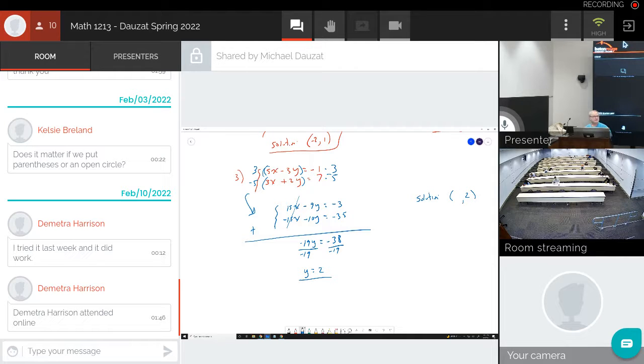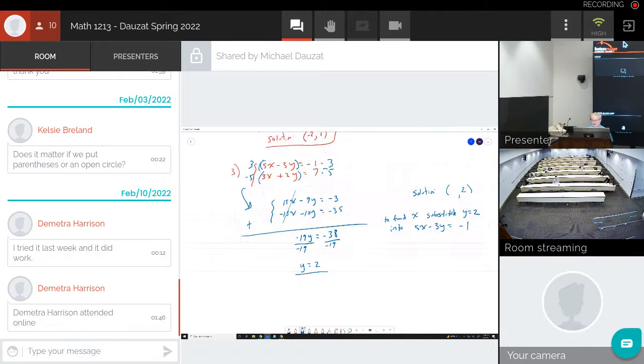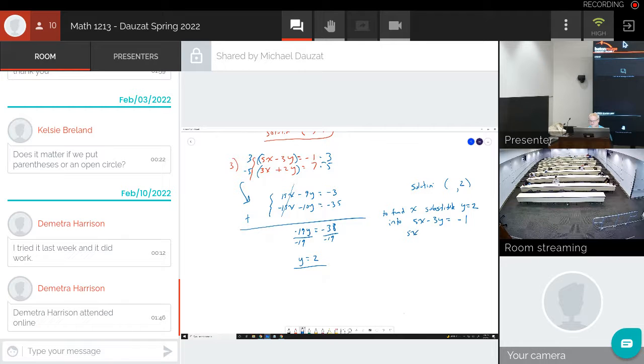Now we just got to find the x. So to find the x, you're going to substitute y equal 2 into one of the original equations. Tell me which one you want to use. Does not matter. The top one? Okay. So to find x, you're going to substitute y equal 2 into 5x minus 3y equal -1. Wherever I see a y, I'll substitute 2. So I get 5 times x minus 3 times y, which is 2, equals -1.